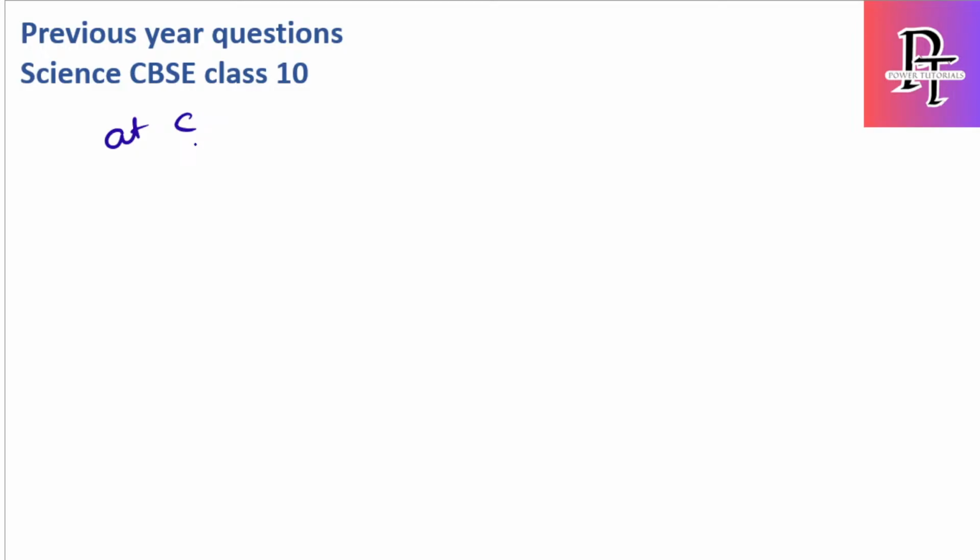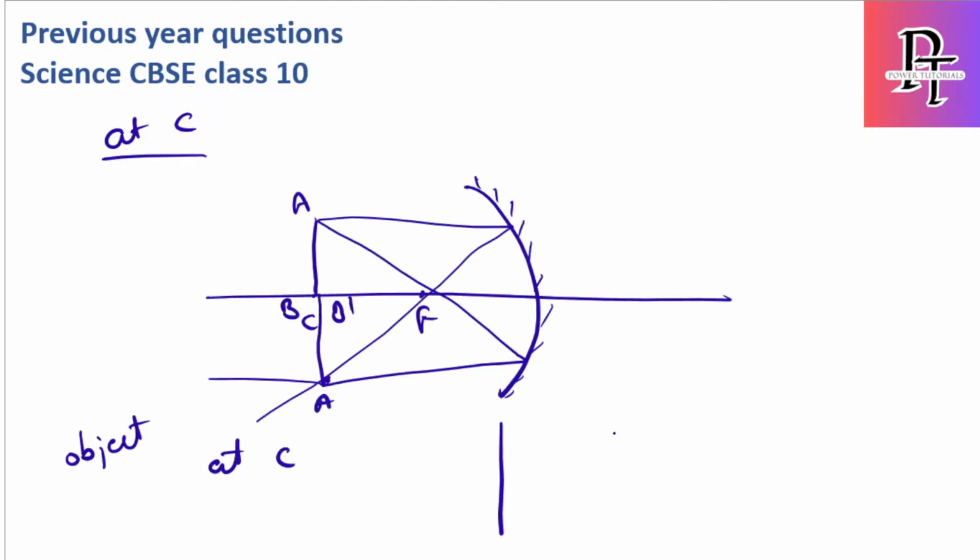So with respect to object at C, this is the object, and the image is also at C, real and inverted. The size is the same size.